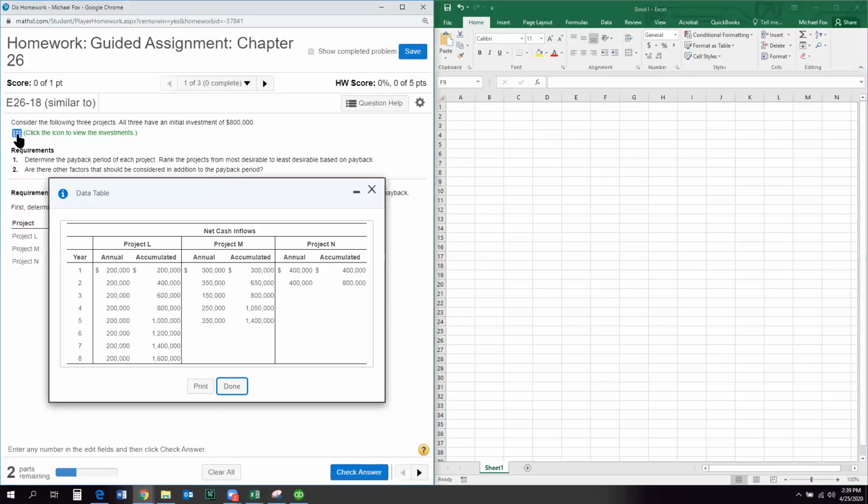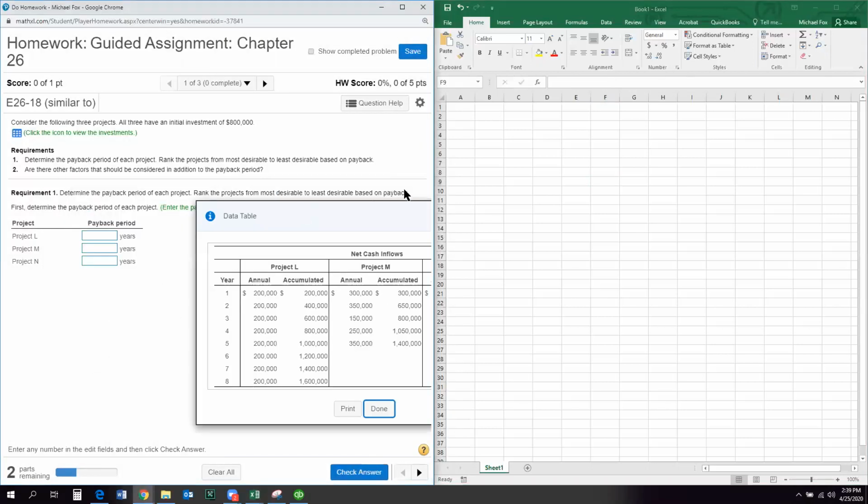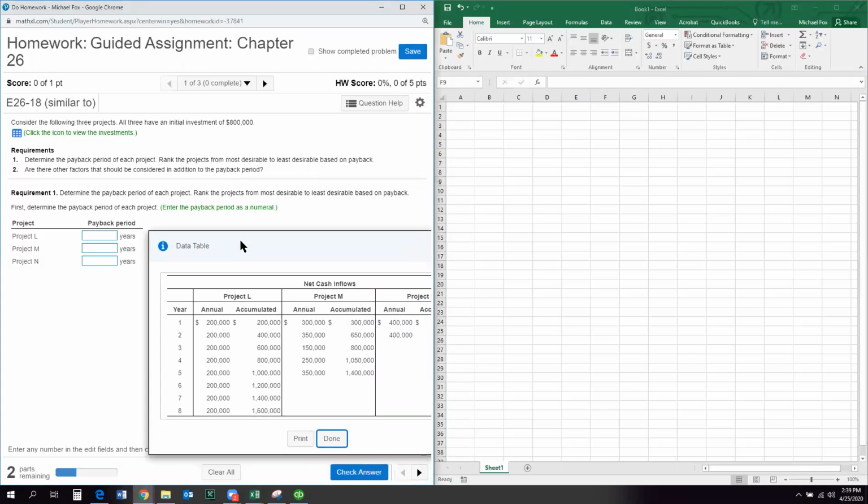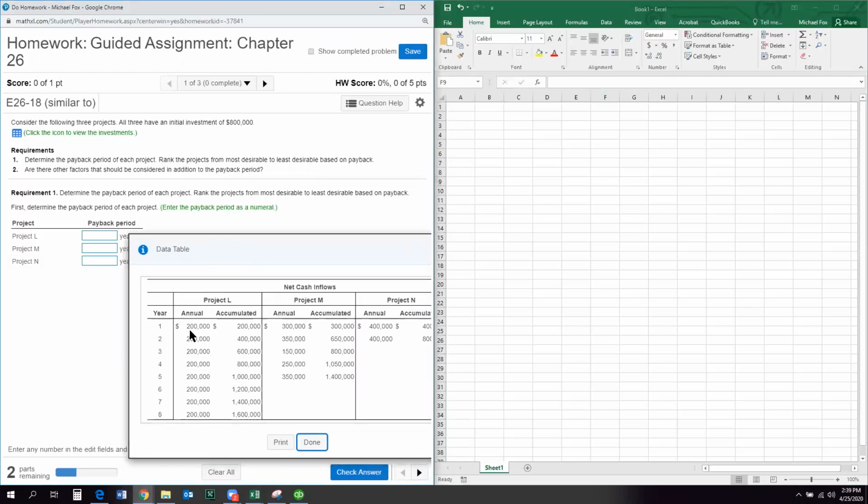This one's pretty easy because it gives us the projects here, and it tells us how much money they pay back each year, and then it gives you an accumulated. So the payback would just be the point at which the accumulated payback equals the initial investment. So if we didn't have this accumulated, we just have to add it up, 200, 400, 600, 800. So project L will take 4 years to pay us back our $800,000 initial investment.